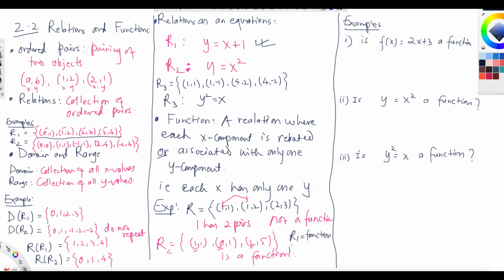How about R2? Is R2 a function? 0 has only one pair, 1 has only one pair, -1 has only one pair, because none of the x values are repeated there, right? None of these x values are repeated. So it is also a function.